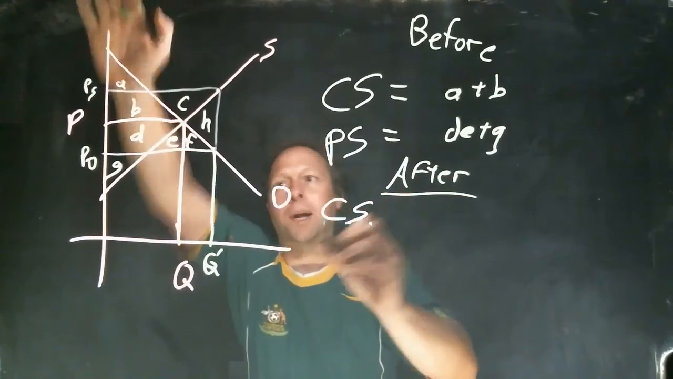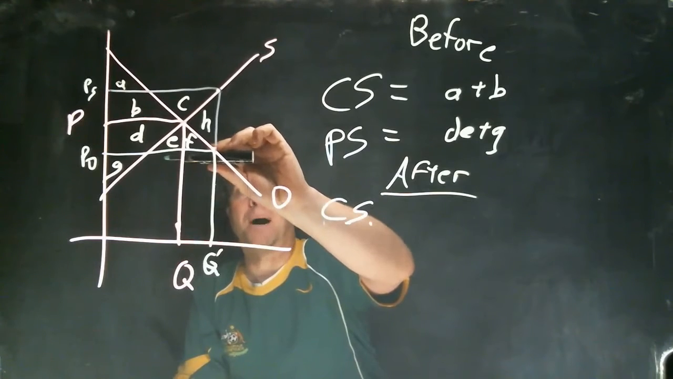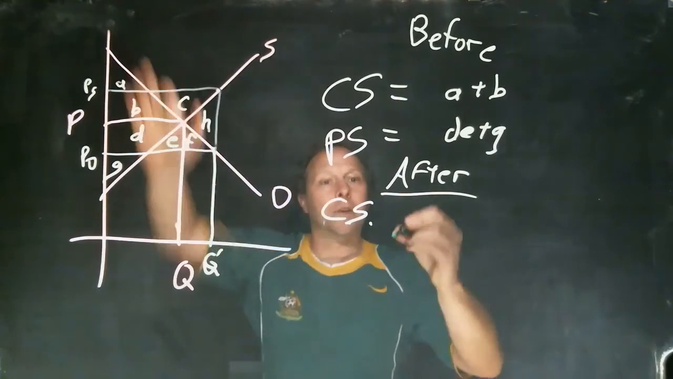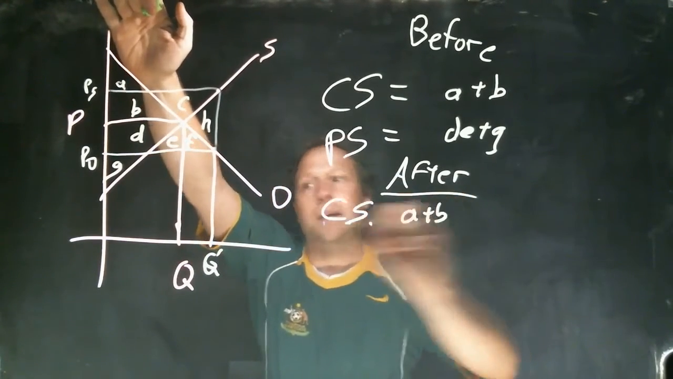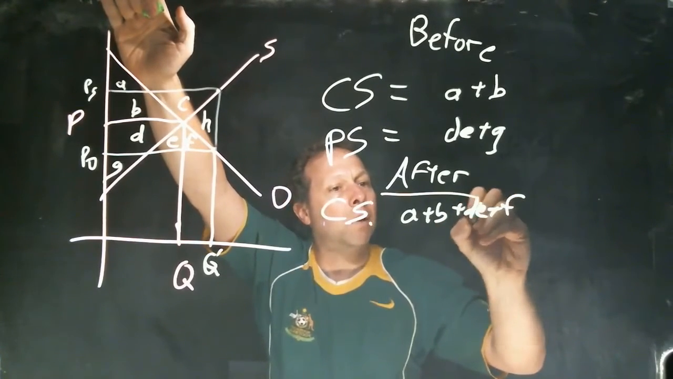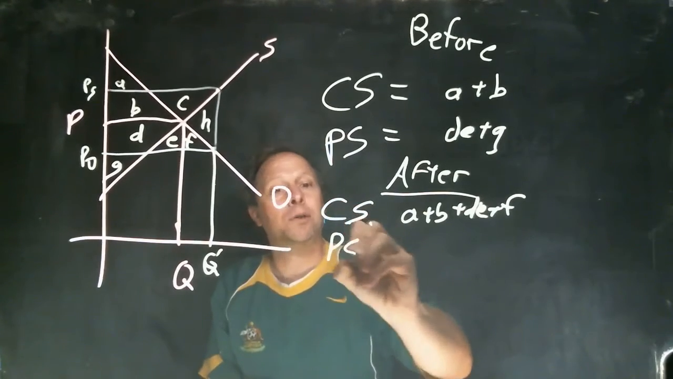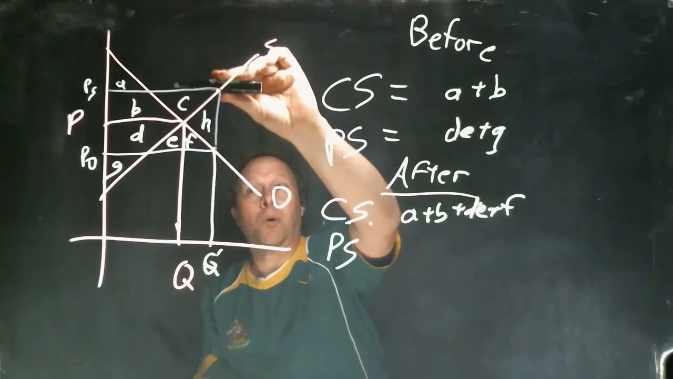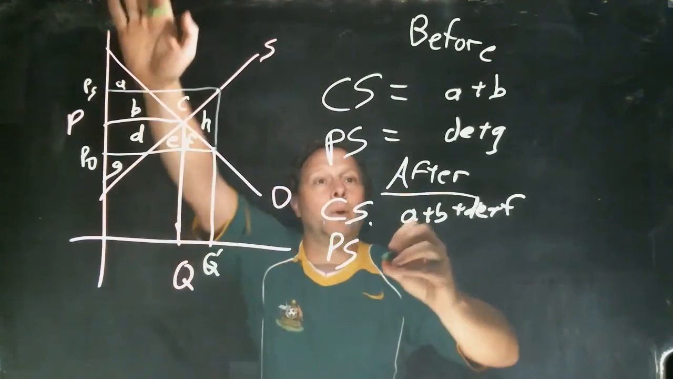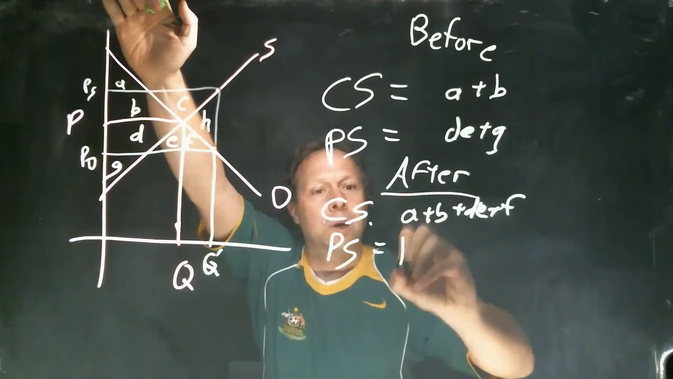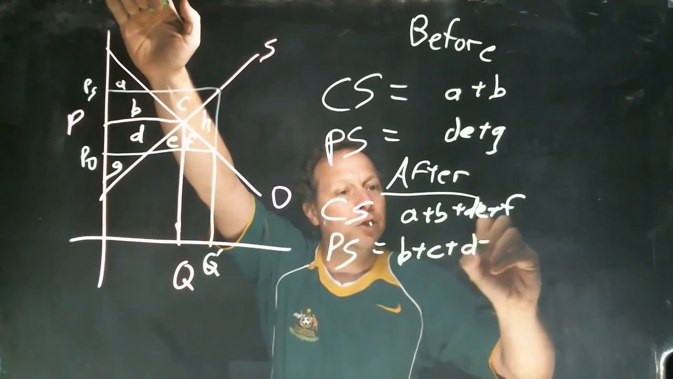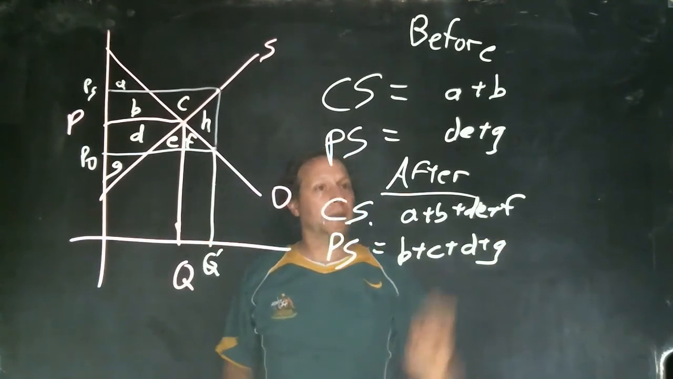the consumer surplus is now the area above price, okay? So above price and below demand. So the new consumer surplus is A plus B plus D plus E plus F. So all of those things together. And the new producer surplus is the area below the price that the suppliers get and above the supply. So the new producer surplus is equal to B plus C plus D plus G.